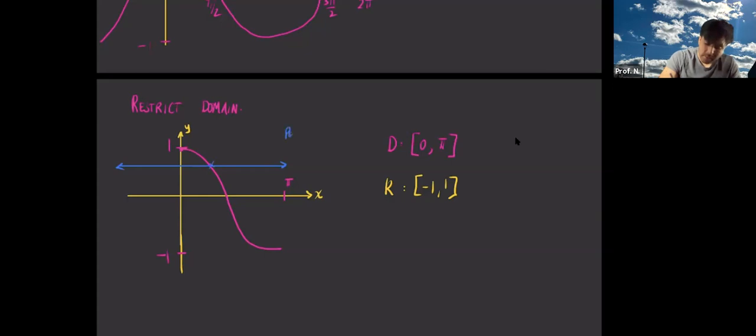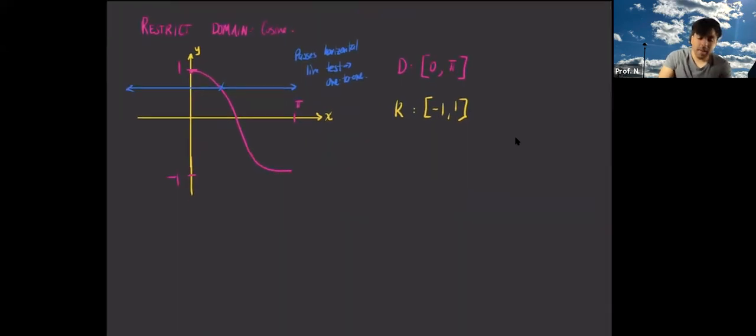So it passes the horizontal line test. So what does that mean? It's 1 to 1. So that's how we restrict the domain of cosine. Now I can speak about what? The inverse. Now I can speak about the inverse of cosine.